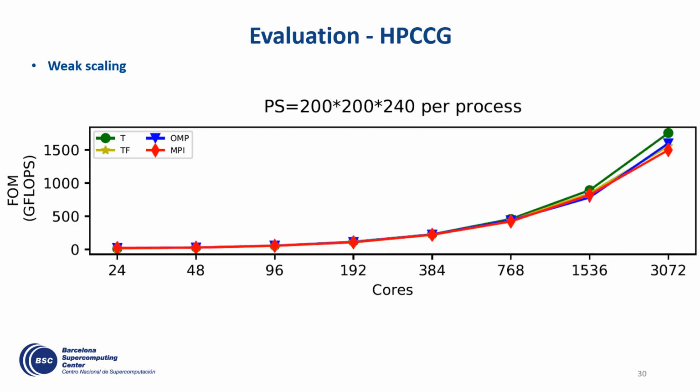In the weak scaling experiment, as the problem size is big and the T version has no granularity issues, it is able to keep scaling well and slightly outperform the rest of the versions. Nevertheless, all of them perform very similarly in most of the points.